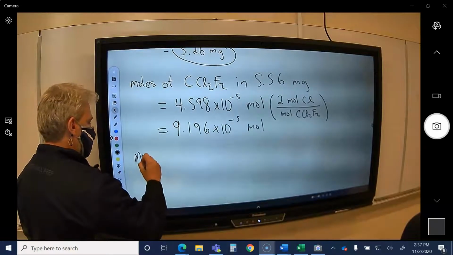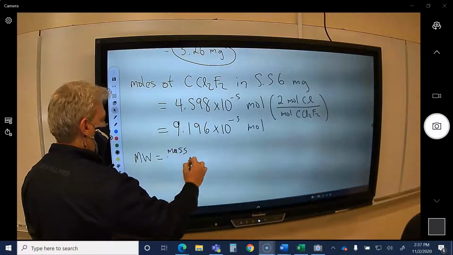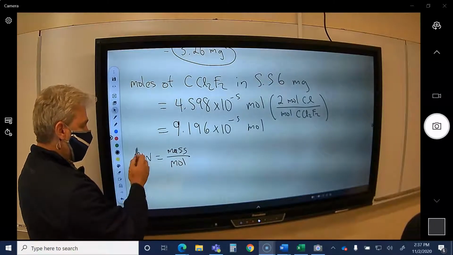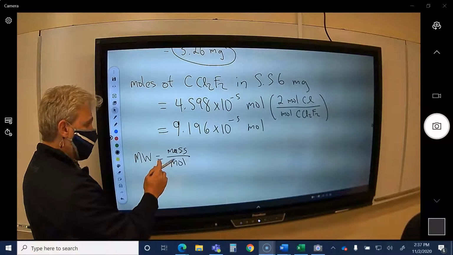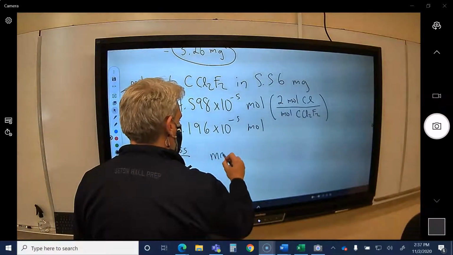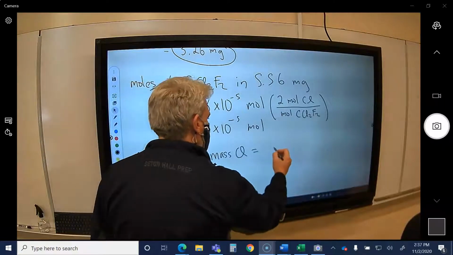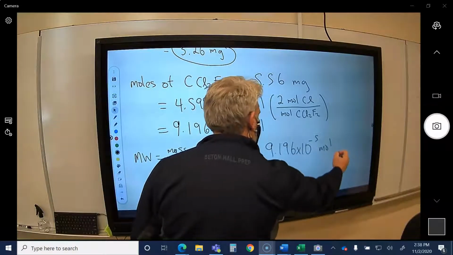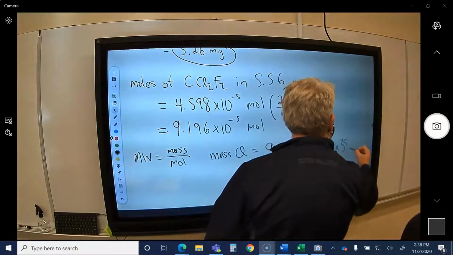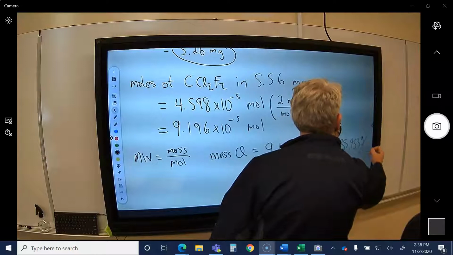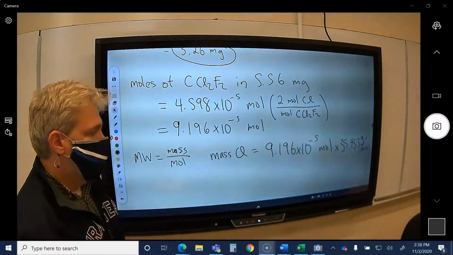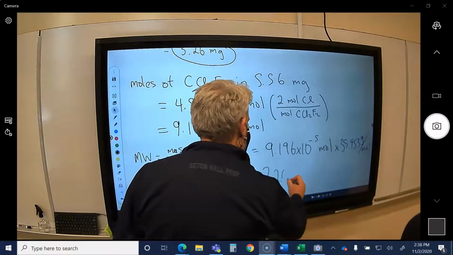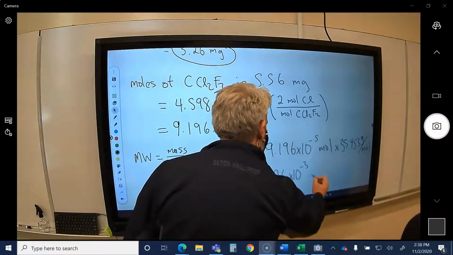We know that molecular weight equals mass over moles. In this case, we want to know the mass. We're given the moles, and we can look up the molar mass of chlorine on the periodic table. So we can say that the mass of Cl is going to be equal to 9.196 times 10 to the minus 5 moles times 35.453 grams per mole. And multiplying this out, we will get 3.26 times 10 to the minus 3 grams.